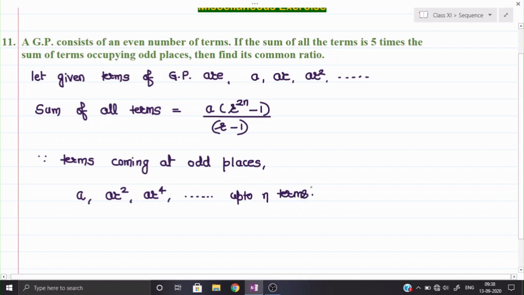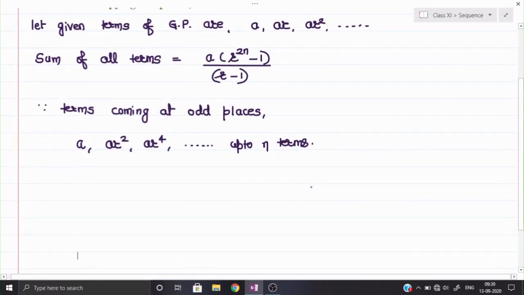See, if a GP contains 10 terms, definitely 5 terms will be coming at the even places and 5 terms at the odd places, distributed equally. So here the number of odd-place terms will be n, because the total number of terms we are supposing is 2n. Therefore the first term will be a only, but the common ratio will become r square. Observe second term by the first term, and the number of terms will be n.